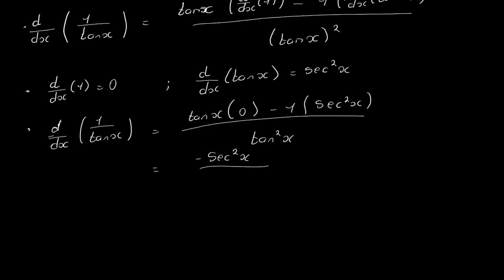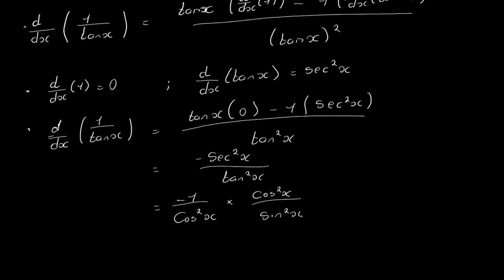This can then be simplified further. We all know that sec x is 1 on cos x, so sec squared x is 1 on cos squared x, that's negative sec squared x, and 1 on tan x is cos x on sin x, so 1 on tan squared x is cos squared x on sin squared x. So writing explicitly, we have this, which can then be simplified to negative 1. cos squared x cancels cos squared x, leaving us with sin squared x.